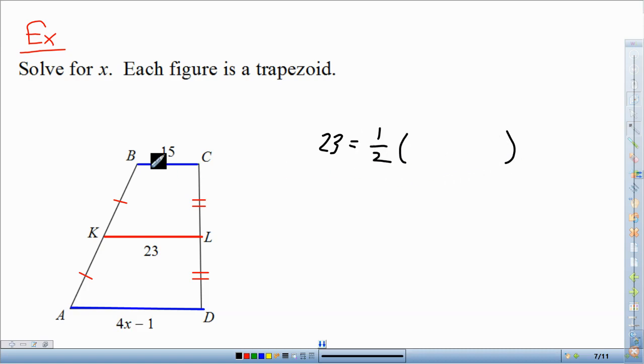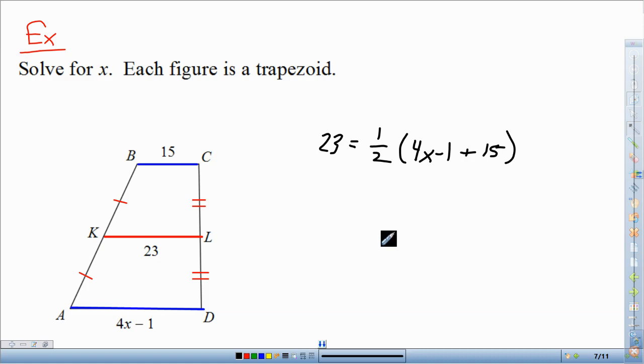One of our bases is 4x minus 1. By the way, I'm going to start with the 4x minus 1. It doesn't matter which one you start with. And then plus the other base, 15. I could have written this as 15 plus 4x minus 1, but I like writing it this way better. So now we have an equation. We can solve this thing.